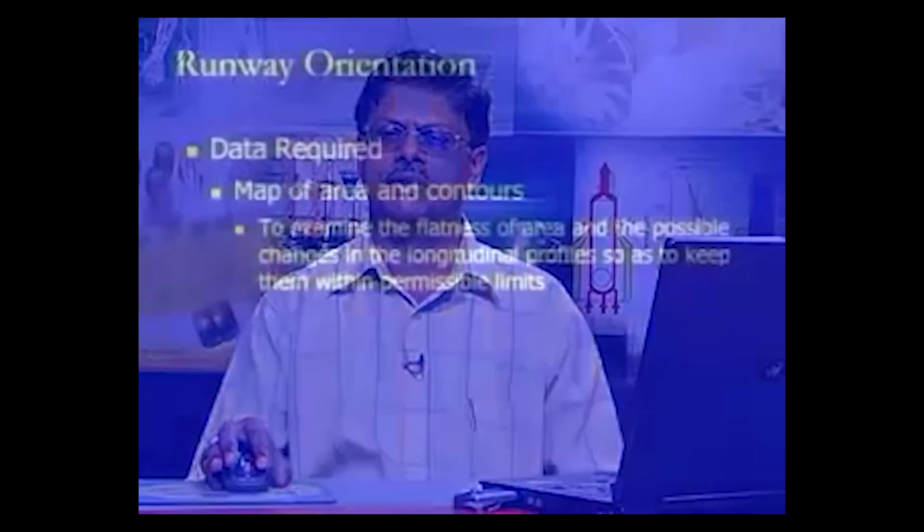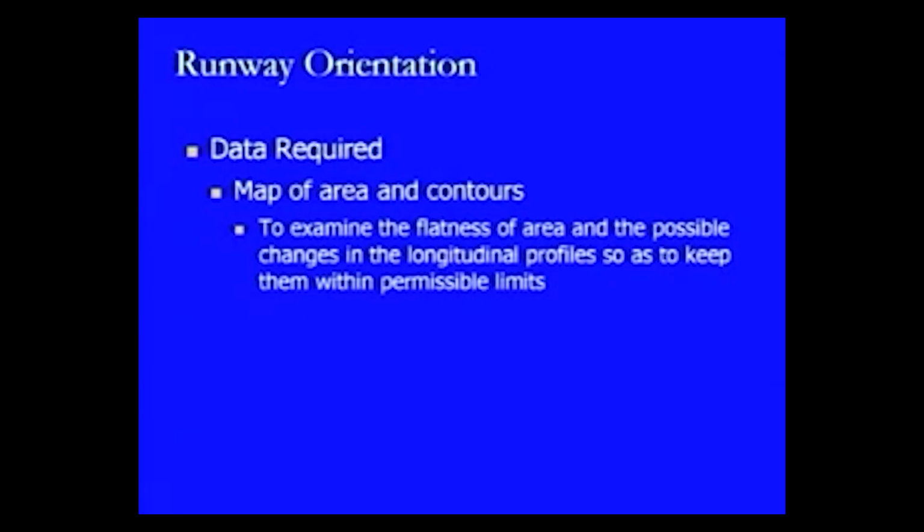Now, what type of data is required so as to decide about the orientation of a runway strip? We require the map of the area and contours, which is required to examine the flatness of the area and the possible changes in the longitudinal profiles so as to keep them within permissible limits. So, we are looking basically at the contours, the topography of that area, and with respect to that topography, we try to maintain as far as possible that the runways should be oriented in that particular area where the flatness can be ensured, so that there are minimum changes in the grades.